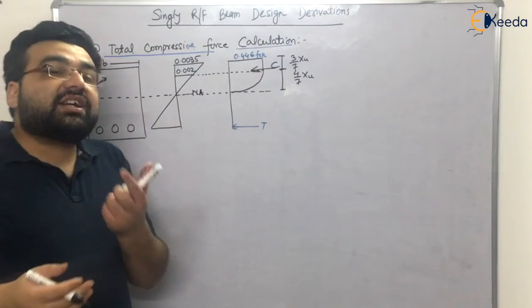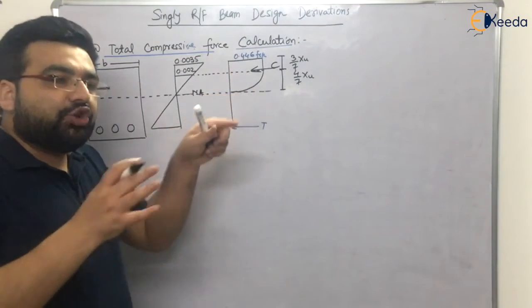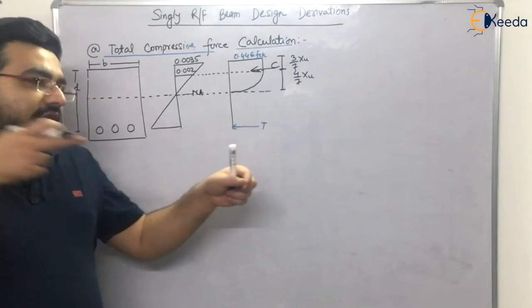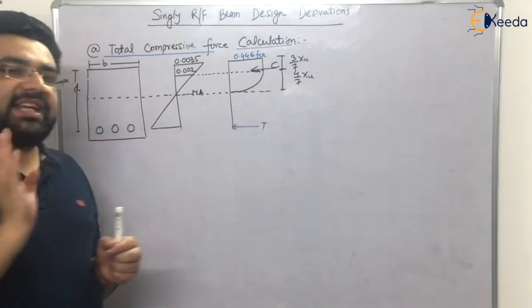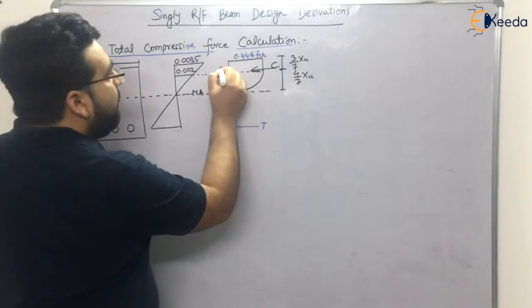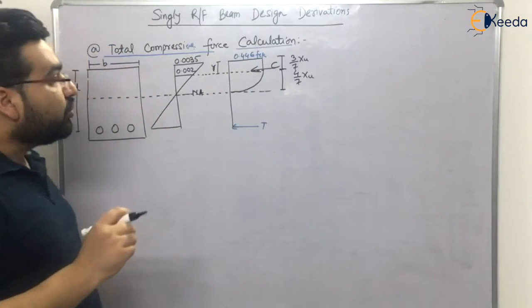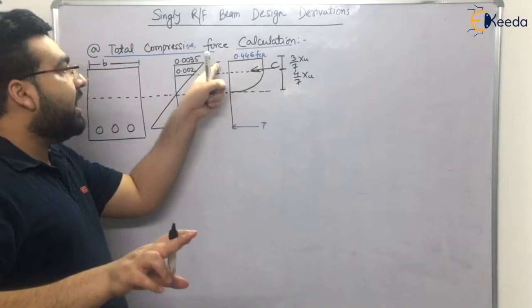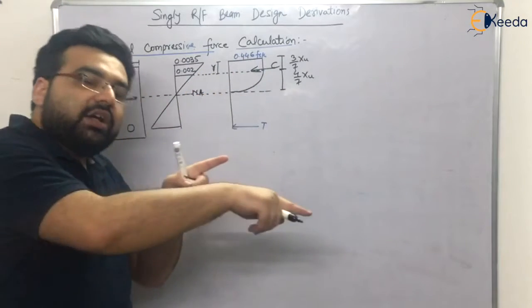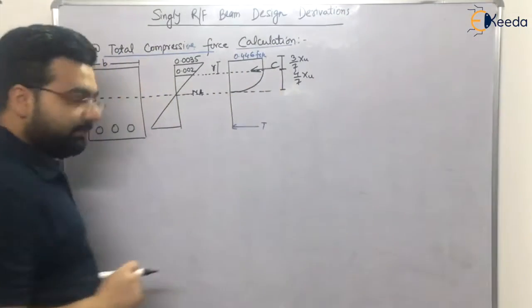Now, how much is that compressive force? This parabola as well as this rectangle together constitute one single force C, which will be acting at a certain distance y from the top. So first of all, I have to calculate how much is C. Second, I have to calculate at which distance the total compressive force is acting. So first of all, I have to calculate C.